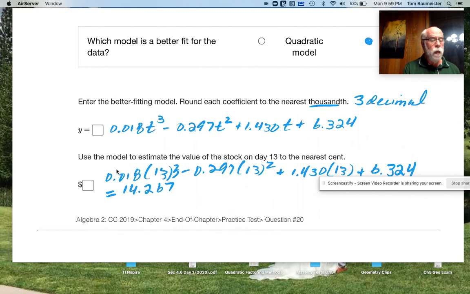If you plug that in, ladies and gentlemen, it does give you 14.267. But remember, if we're talking about money, money's only to the nearest cent. So again, I'm going to have to look at that, and that is going to make it be $14.27. All right, hope that helps you. If you look at this, ladies and gentlemen, you should be able to do really well on your test.